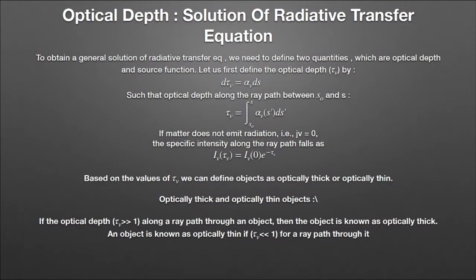Now based on the values of tau v, we can define objects as optically thick or optically thin. What are optically thick and optically thin objects? If the optical depth tau v is greater than 1 along a ray path through an object, then it is known as optically thick. And if an object is optically thin, tau v will be very much less than 1. Okay, next slide.